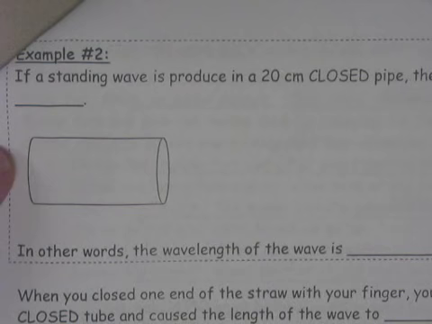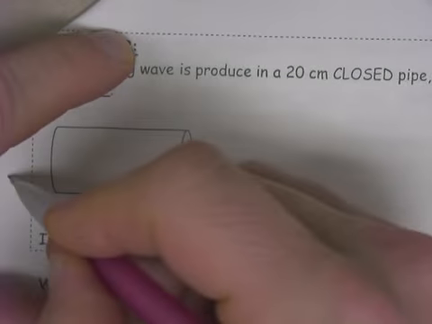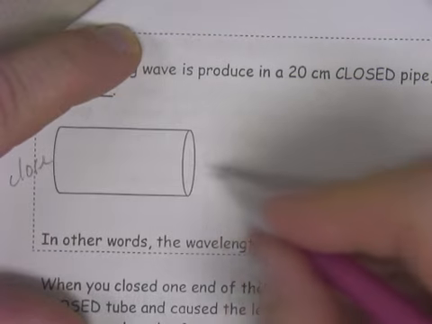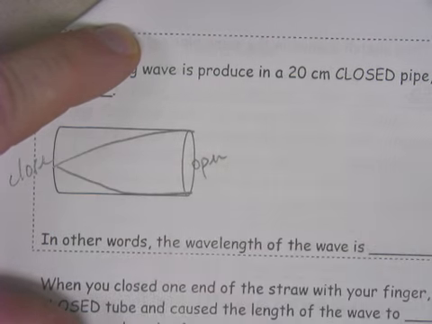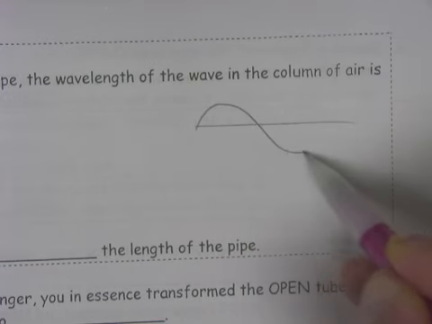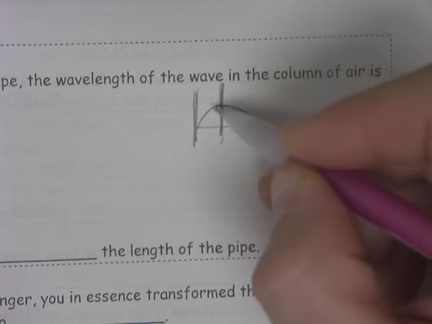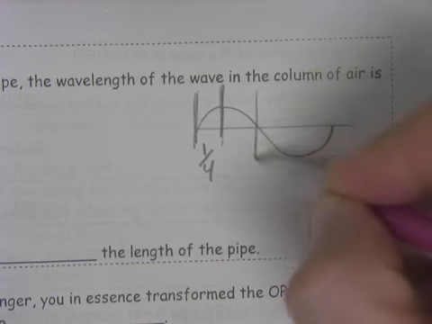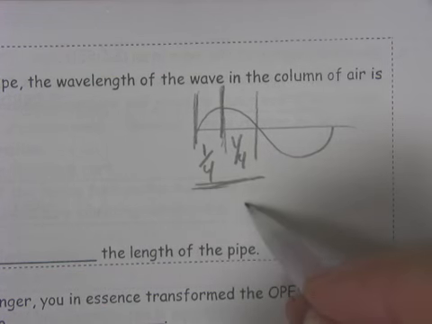So here it is. If a standing wave is produced in a 20 centimeter closed pipe, the wavelength of the wave in the column of air is what? Alright, so I'm going to put closed over here, open right here. Okay, so it's going to look like this. Now, if I've got a wave, there's one full wavelength. Notice, from here to here, this is 1/4 of a wave. This is 1/4 of a wave. This part right here would be a half a wave.